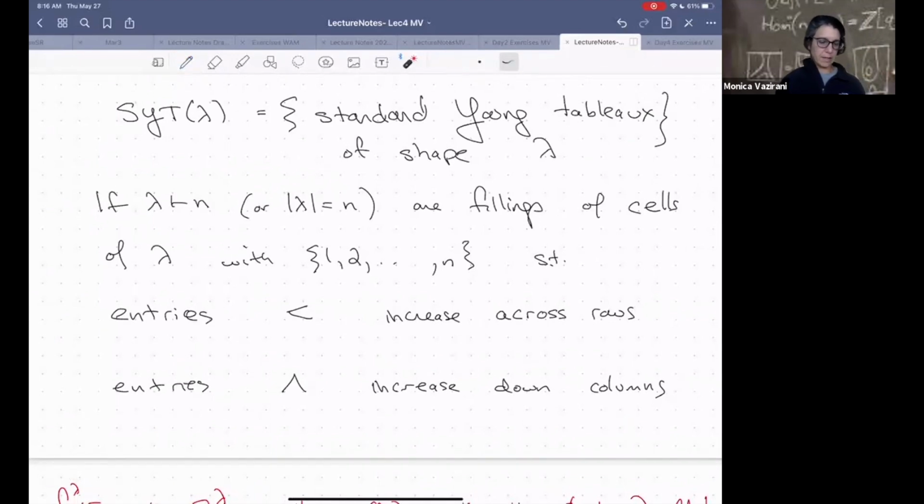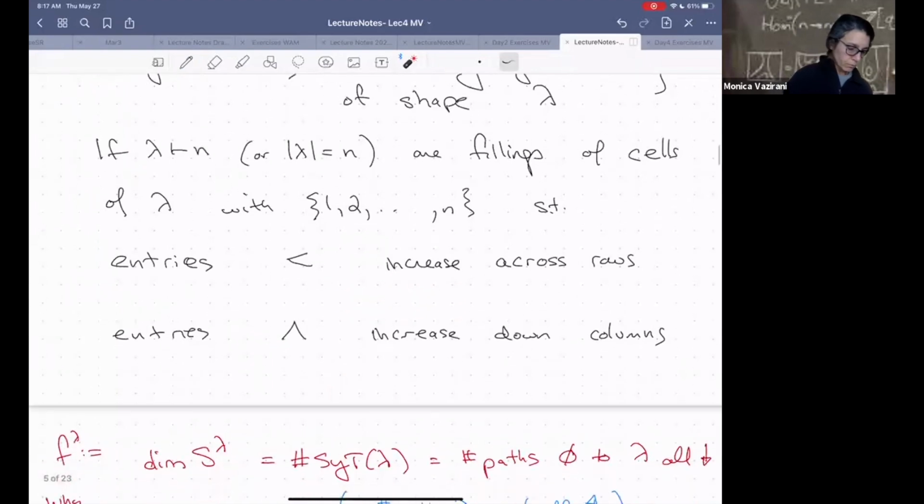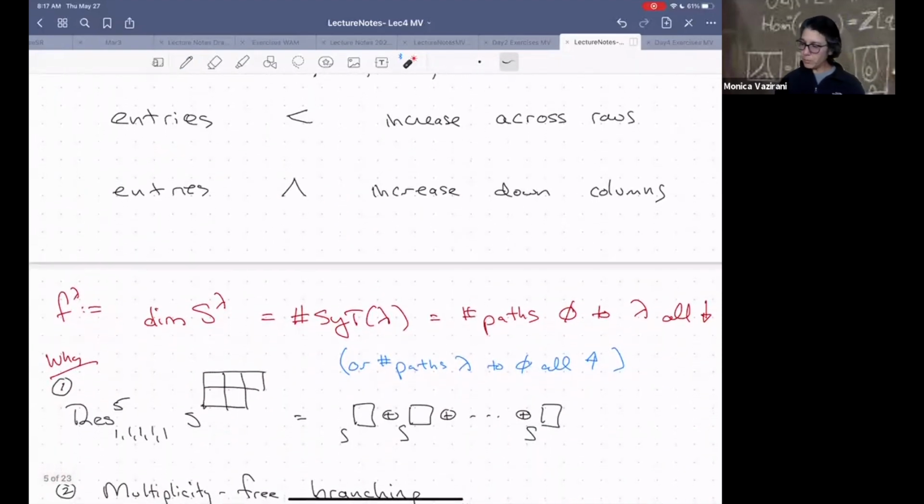To get a standard Young tableau, if you have n boxes, you fill 1 through n in the boxes, and they have to increase across the rows and decrease down the columns for the way I draw my diagrams. I'm going to call this number f lambda, this number of standard Young tableaux, which is the same as the number of paths, which we just showed is the dimension.